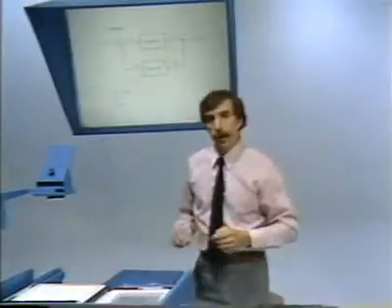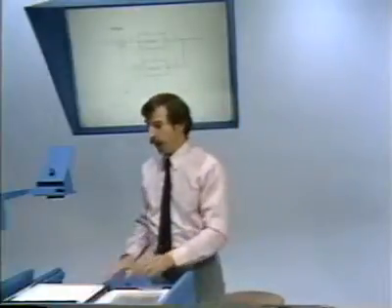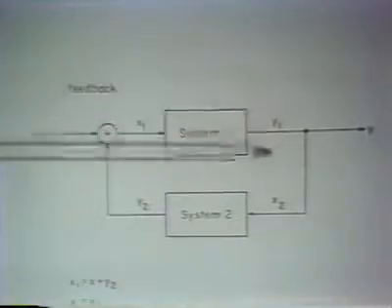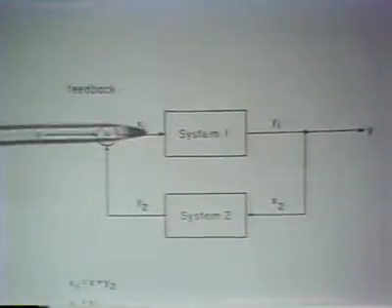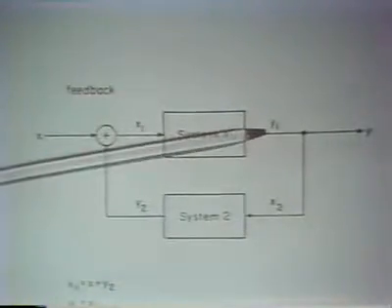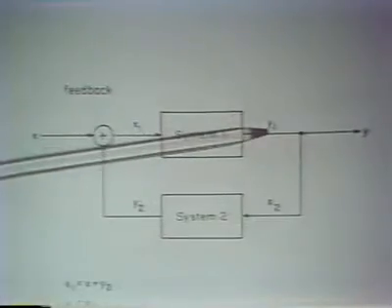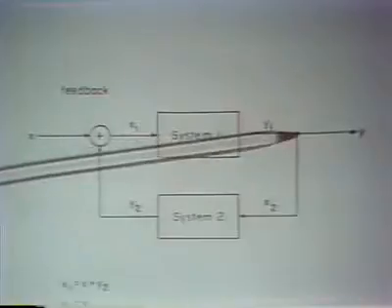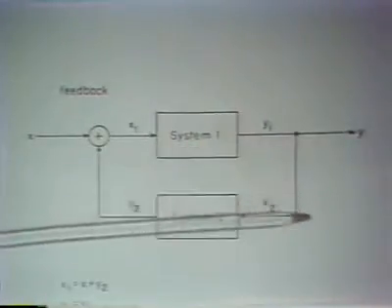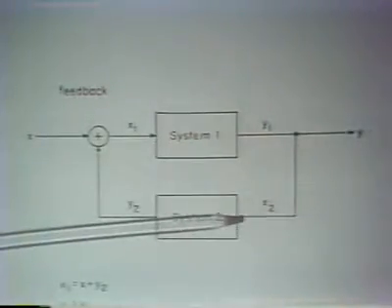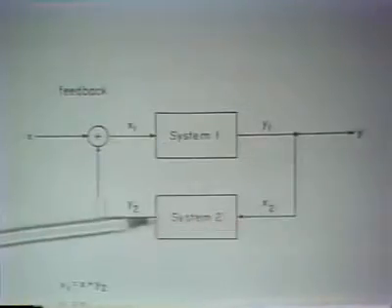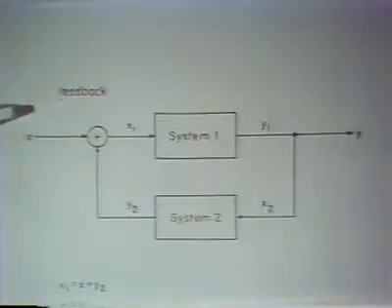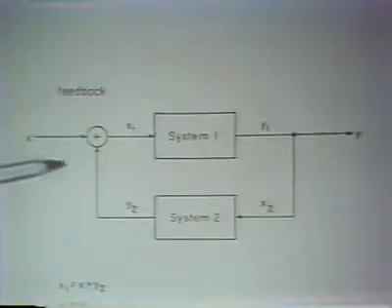What a feedback interconnection means is that we have one system, System 1, with an input and an output. The output of System 1 is the output of the overall system, and that output is fed into System 2. The output of System 2 is then added to the input to the overall system.